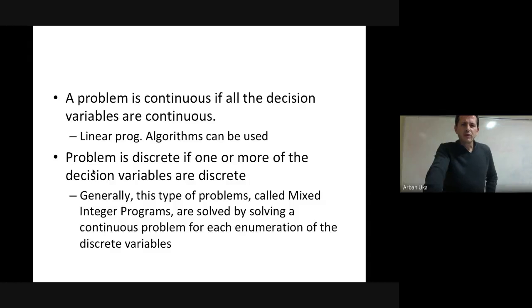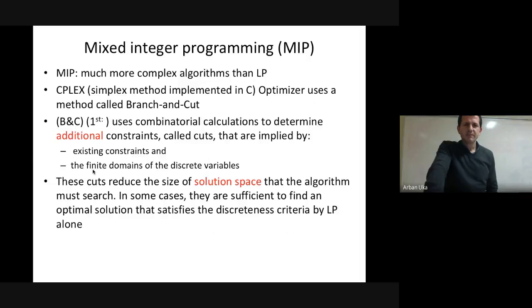In this case, linear programming algorithms can be used. A problem is discrete if one or more of the decision variables are discrete. So if you have one variable that is discrete, and the rest are continuous, the problem is defined as a discrete one. Generally, this type of problem is called a mixed integer problem, and these problems are solved by solving a continuous problem for each enumeration of the discrete variables. Mixed integer programming is much more complex than linear programming.